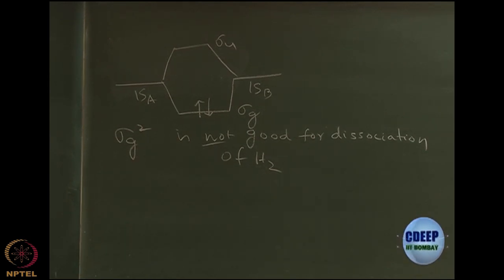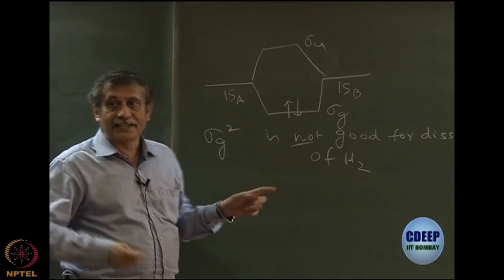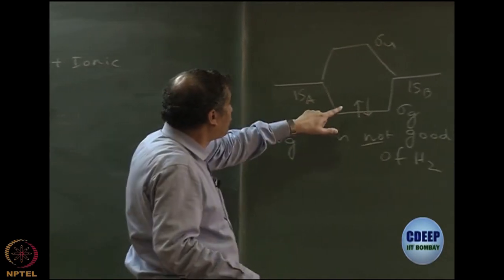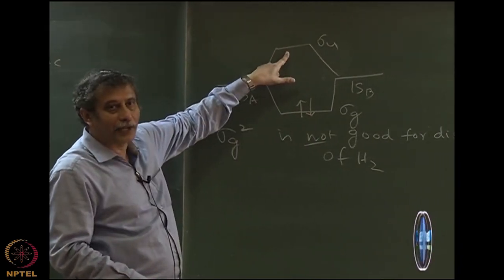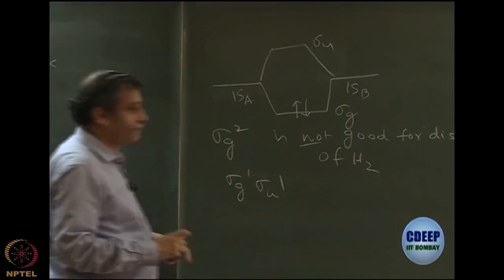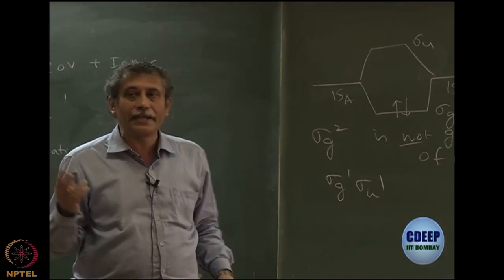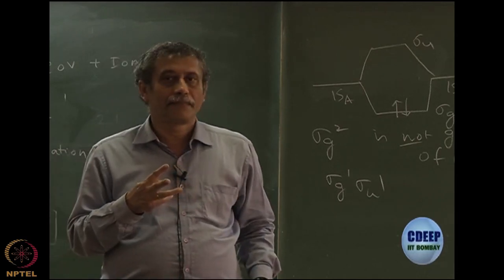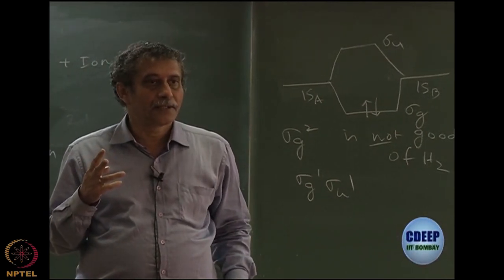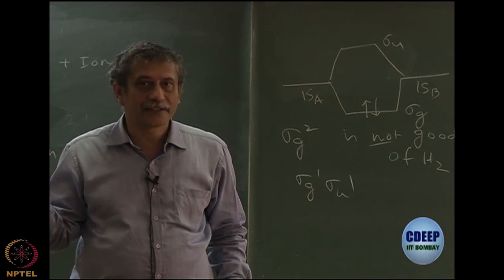So let us see if I can do that by forming some other determinants from these two orbitals. As I discussed in configuration interaction, I can have many other determinants. So one of them is that I lift one of the electrons to sigma u. So I can have a configuration determinant which is sigma g1, sigma u1. Note, if I have this configuration, how many spin states can I have? Four. That four can be written as one triplet and one singlet.